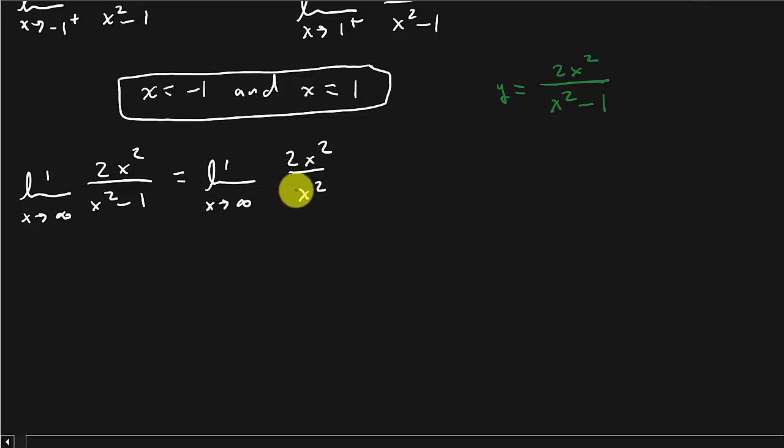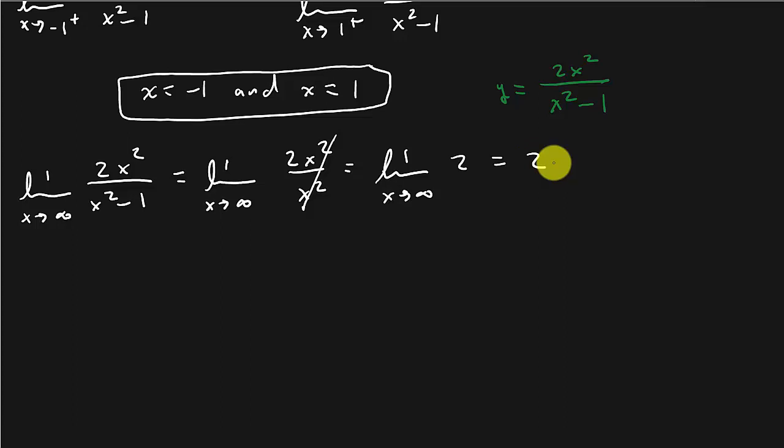If you need more on this, just search my channel, limits at infinity for rational functions, and I've got a video going over all that. And so this is the limit as x goes to infinity, and the x squareds cancel out, and so that's 2. So I do have a horizontal asymptote at y equals 2.